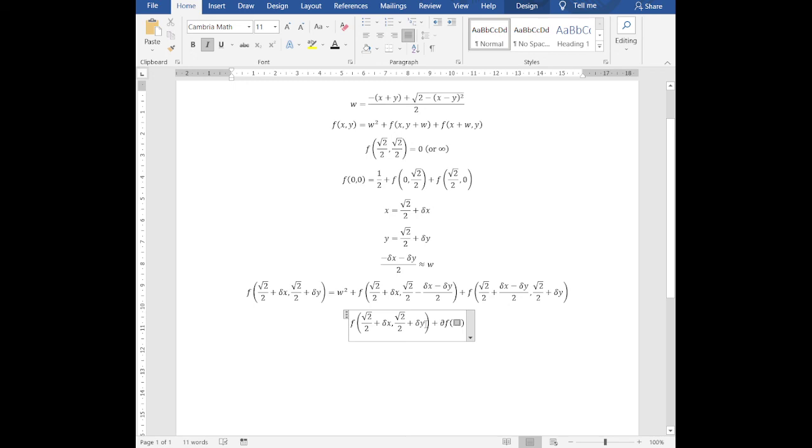That was bad. Square root 2 over 2. Square root 2 over 2. And partial x. So that's the gradient in the x direction, that's just a way of writing it, multiplied by how far I'm stepping in the x direction, and the gradient in the y direction multiplied by how far I'm stepping in the y direction, and then this is the height I initially start at.